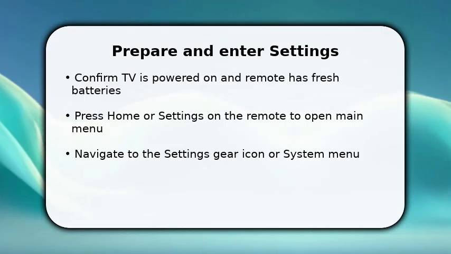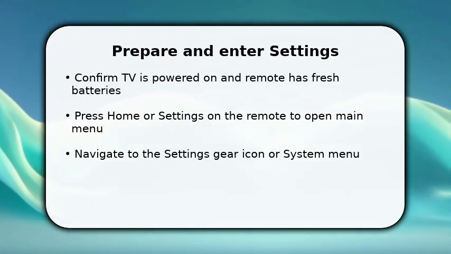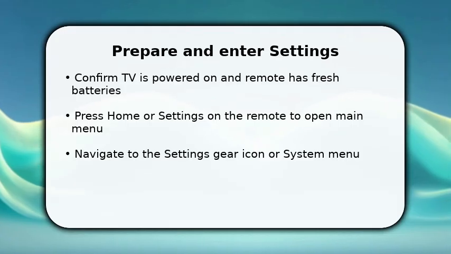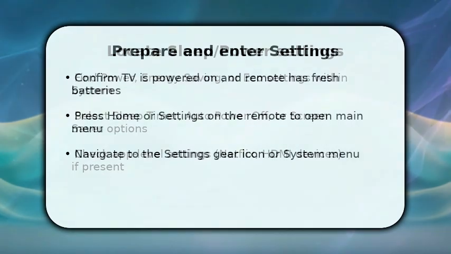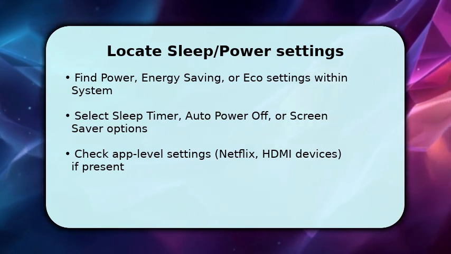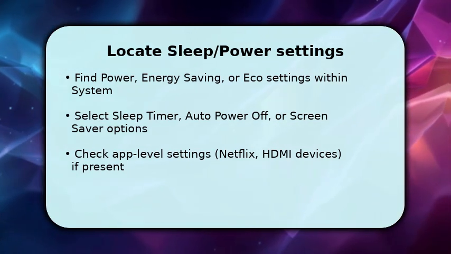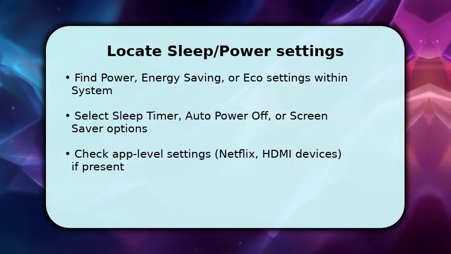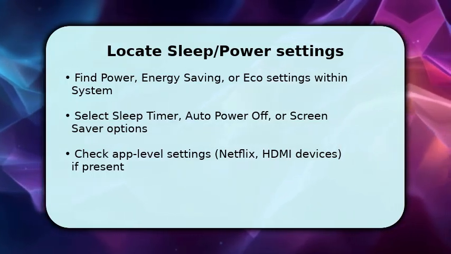If your model shows a quick settings bar, select Full Settings to see all sleep and power options before proceeding. Now you'll locate the exact sleep controls. Look for power, energy saving, or eco sections. Select sleep timer or auto power off and examine the available choices.